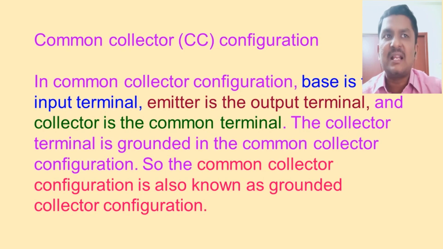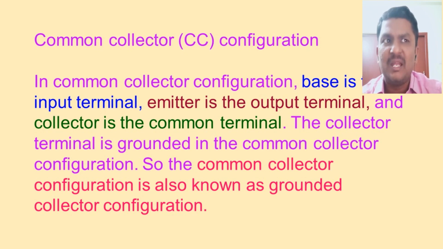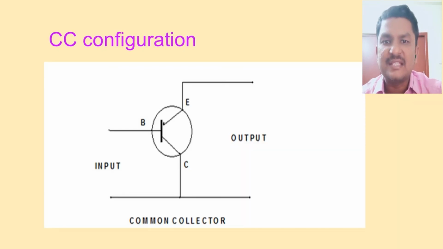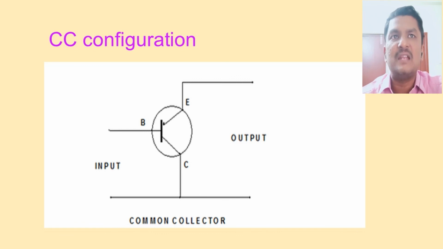And last one, common collector configuration. In common collector configuration, the base is the input terminal, emitter is the output terminal, and the collector is the common terminal to both input and output. So the collector terminal is grounded in the common collector configuration. So the common collector configuration is also named as grounded collector configuration.